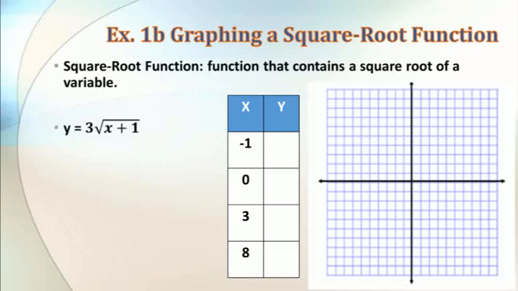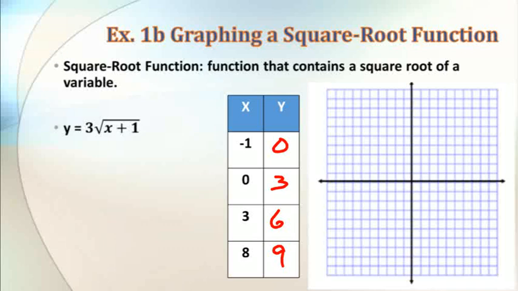If I put a negative 1 in for x, negative 1 plus 1 is 0. The square root of 0 is 0. 0 times 3 is 0. Put a 0 in for x. 0 plus 1 is 1. Square root of 1 is 1. 1 times 3 is 3. Put a 3 in. 3 plus 1 is 4. Square root of 4 is 2. 2 times 3 is 6. Put an 8 in for x. 8 plus 1 is 9. Square root of 9 is 3. 3 times 3 is 9. So now I have my table created.